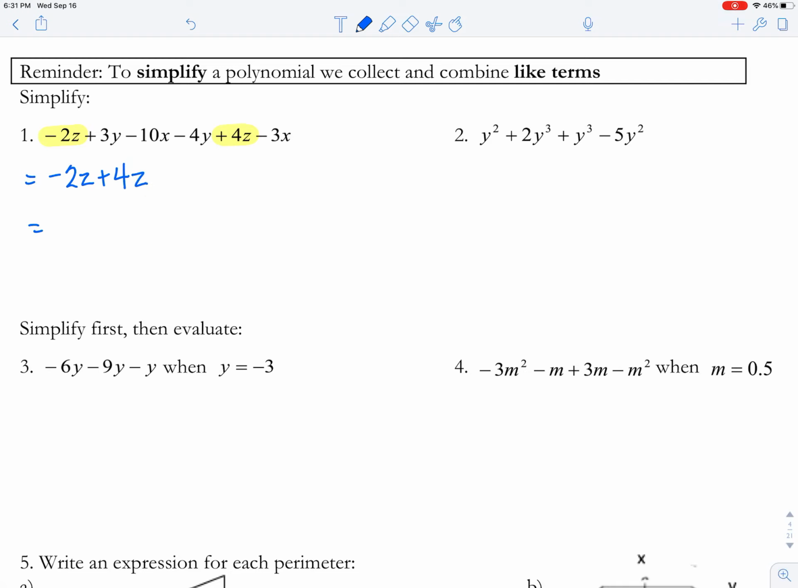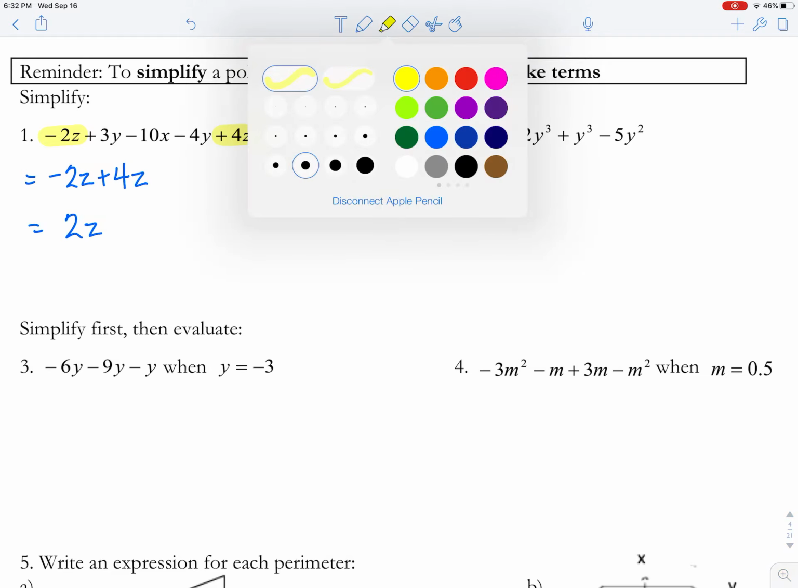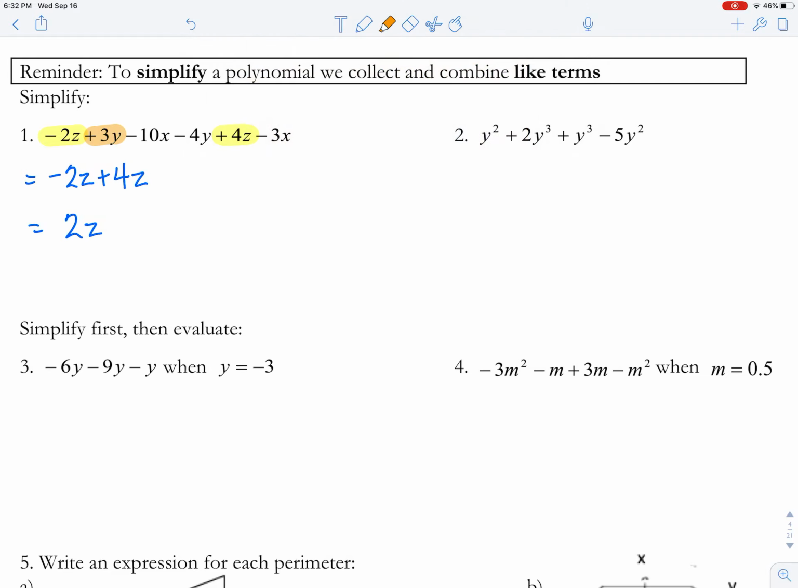But I'm giving you permission to go straight. If you can recognize, if I take away 2 zebras and add back 4 zebras, I'm going to have a net of positive 2 zebras. But you don't have to write that line. If we have plus 3y, that's going to go along with a minus 4y. So we could write plus 3y minus 4y, but I'm going to choose to go just straight to minus 1y. I also could just write minus y.